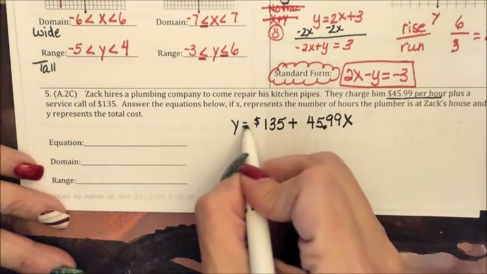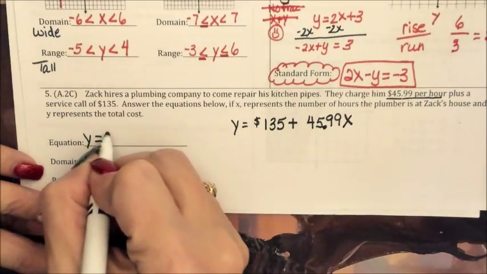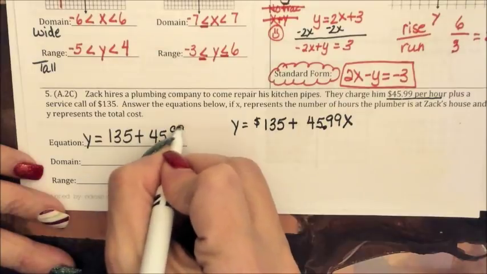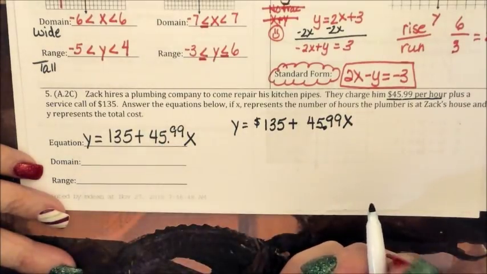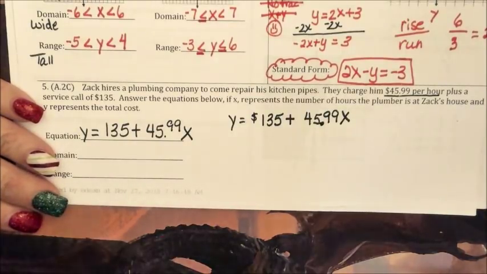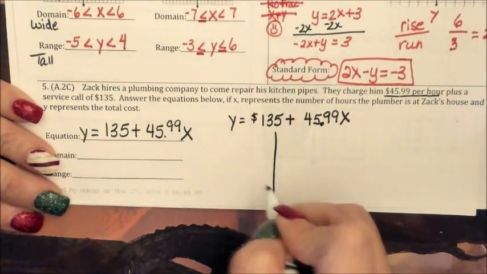So here's my equation. So y equals 135 plus 45.99x. Okay, so let's look at the domain of this. Now the domain is the x value. So I'm going to kind of do a rough sketch here.